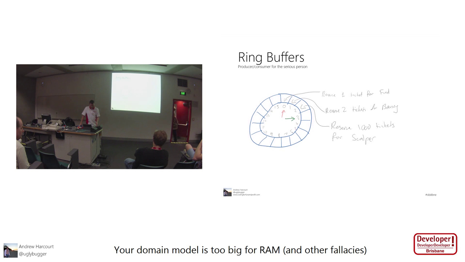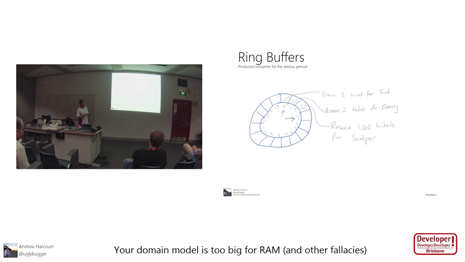This is a producer and a consumer problem that we're solving on a single thread. And so the way we do this is we have an input ring buffer, and the ring buffer has got slots. Well, we don't have to have a ring buffer, but a ring buffer is easy. The ring buffer's got slots numbered, in this case, 0 through to 15. We've got 16 slots. There's an instruction in slot 0 that says, reserve one ticket for Fred. Fred's going to be in the doghouse.